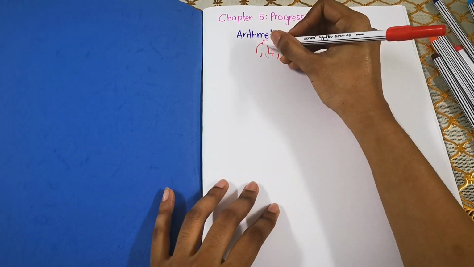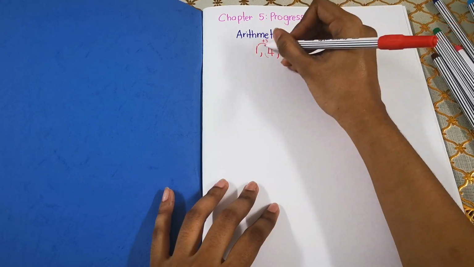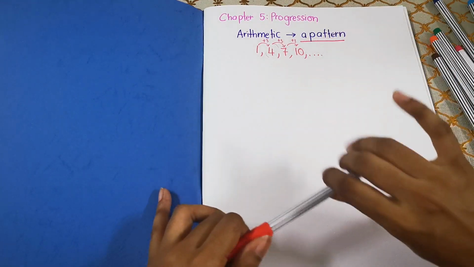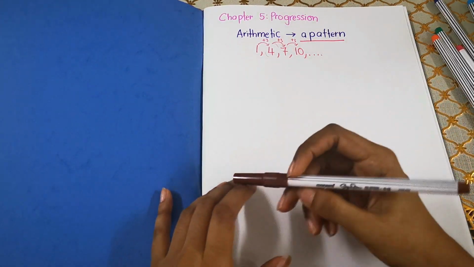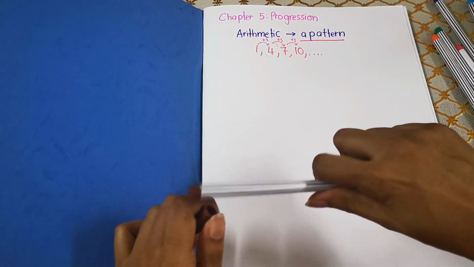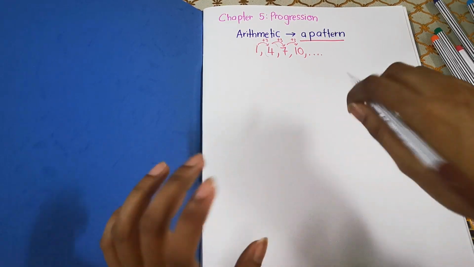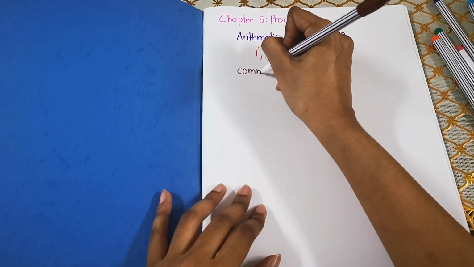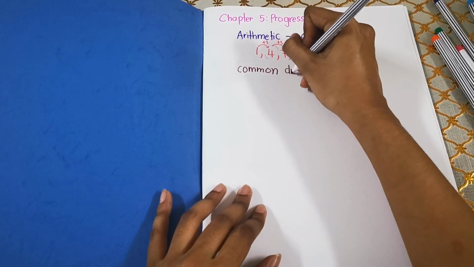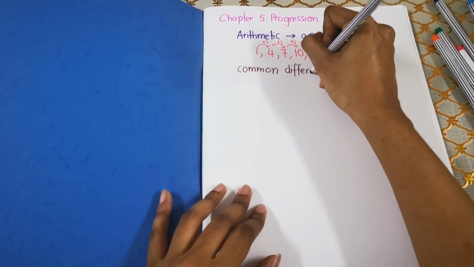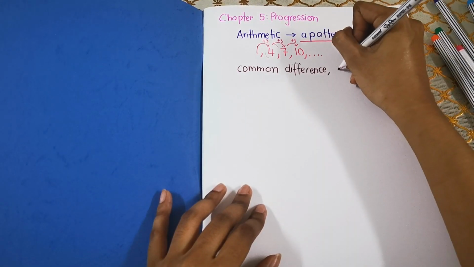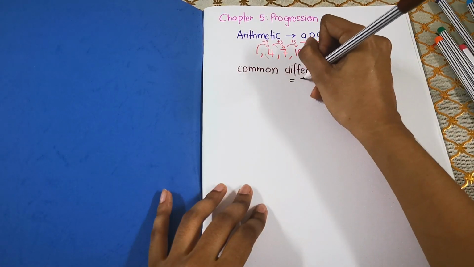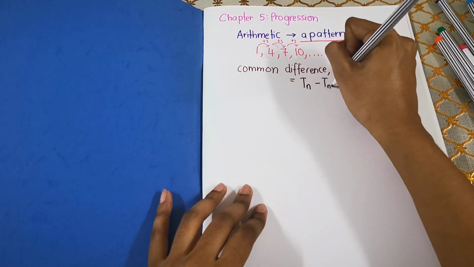So when something is increasing by an equal number, you use the same number to increase the sequence, that is called an arithmetic progression. Now how do we know that this is arithmetic? We find the common difference. What is the common difference? The common difference is usually indicated by the symbol D. What we do is we take Tn minus Tn minus 1.